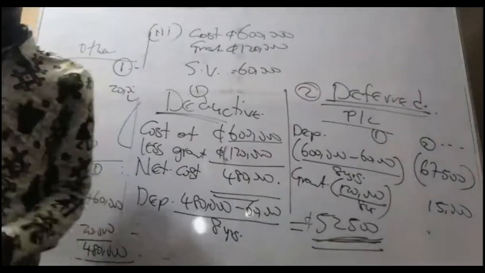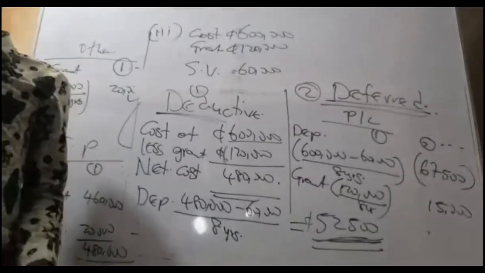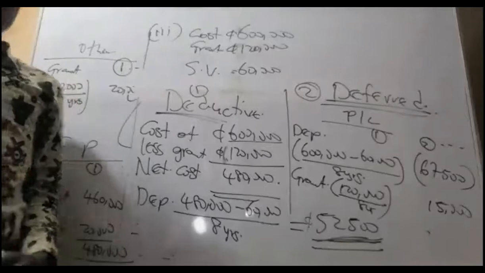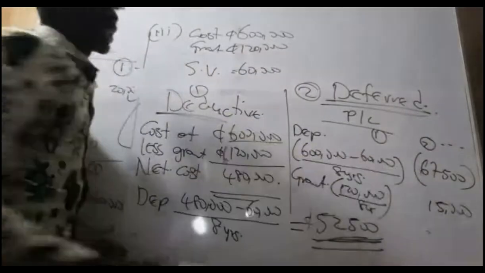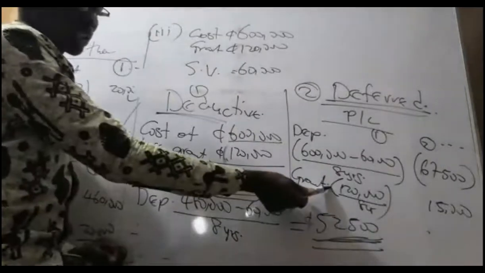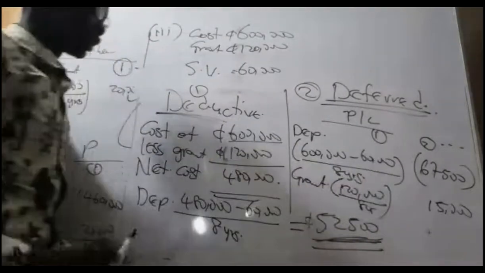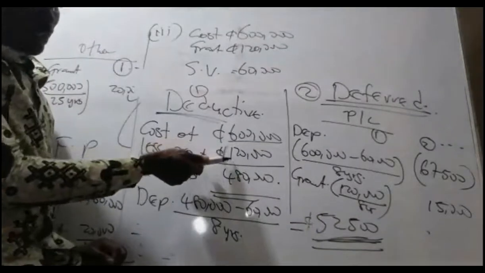So you realize that whichever approach you use, the net answer is the same. But if you use this approach, there's a depreciation of 67,500, and the grant was amortized to offset it. Good. Over here, we just take all the grants from where?